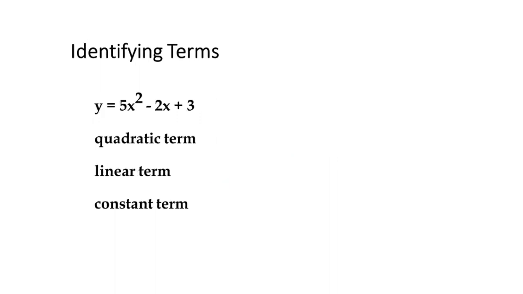All right, next example, the quadratic term is going to be the term that contains x squared, and it's going to be 5x squared. The linear term is the term that contains x to the first power, and that is -2x. And the constant term is going to be the term that contains no variable, and that would be 3.